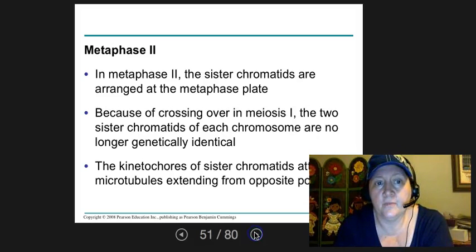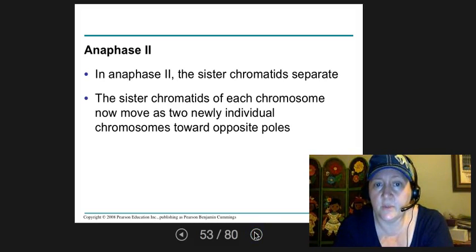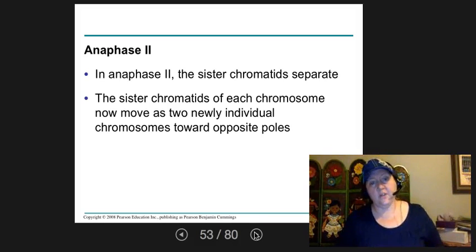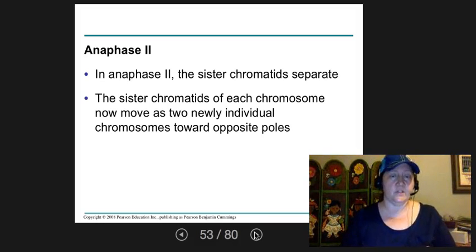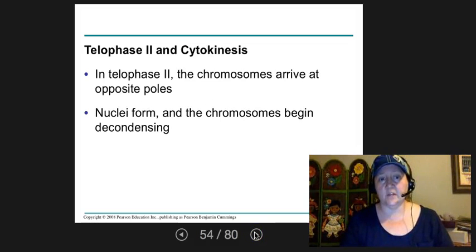Prophase 2, metaphase 2, they look like this. Anaphase 2, sister chromatids are separating. So that's part of how you know. If we talk about sister chromatids separating, then we're talking either about anaphase 2 or about anaphase in mitosis. Okay? We are not talking about anaphase in meiosis 1. We're talking either about anaphase in mitosis or anaphase in meiosis 2. So anaphase 2 in meiosis 2 is when sister chromatids separate. Okay? And then telophase 2 and cytokinesis.